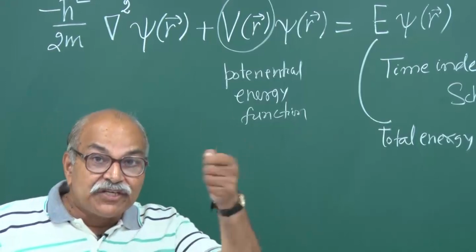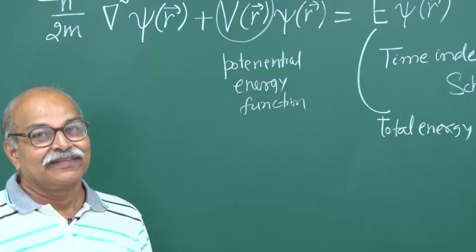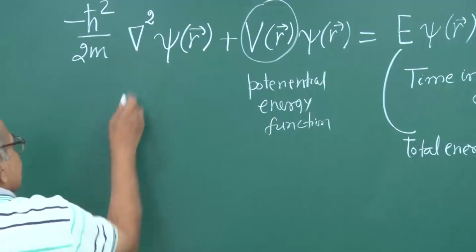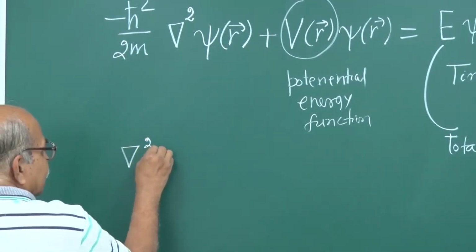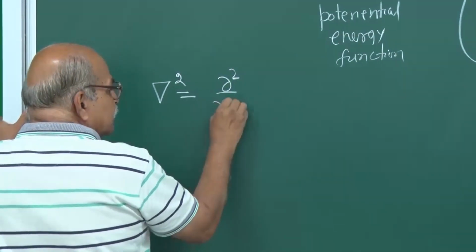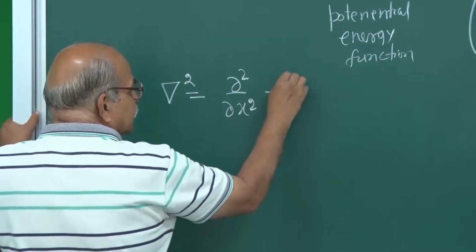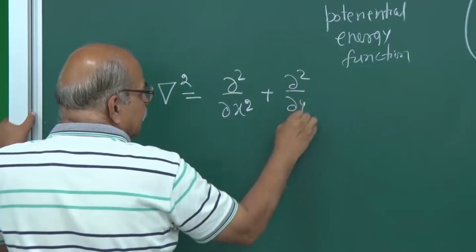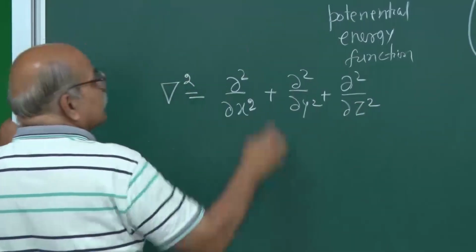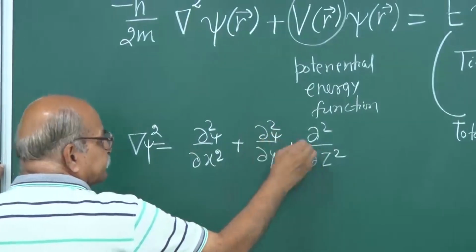And where is that quantization, n equal to 1, 2, 3? How will it be quantized? It will be quantized by this equation itself. So first let me tell what this del square is. If I am using Cartesian coordinates, it is written with partial differentiation: del 2 by del x square plus del 2 by del y square plus del 2 by del z square. And if you put psi in front of it, del square of psi means this.